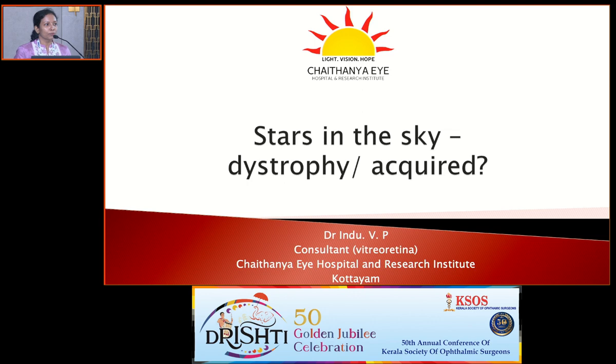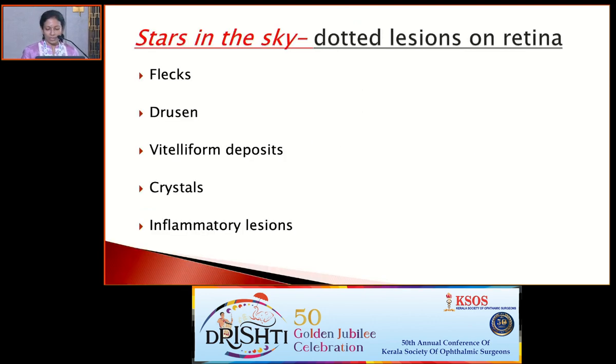Now coming to the topic proper, stars in the sky, dystrophy or acquired. So basically stars in the sky means dotted lesions on the retina. Dotted lesions on the retina mainly fall into 5 main categories. These are the flecks, drusen, vitelliform deposits, crystals and inflammatory lesions.